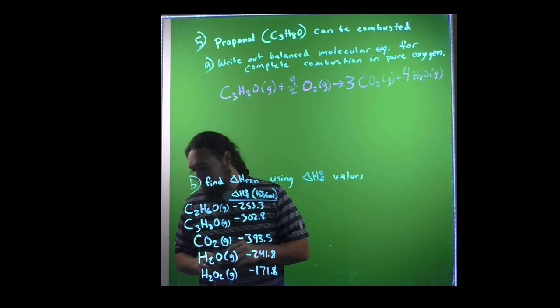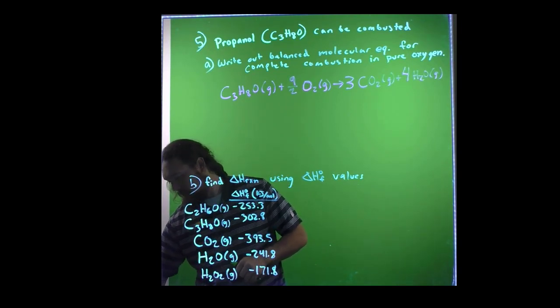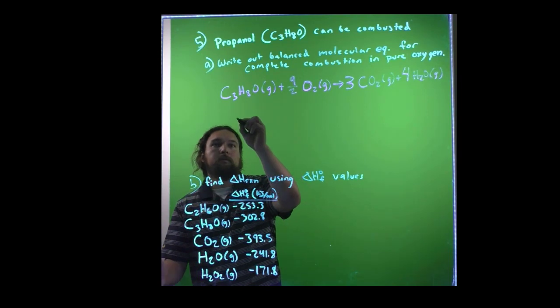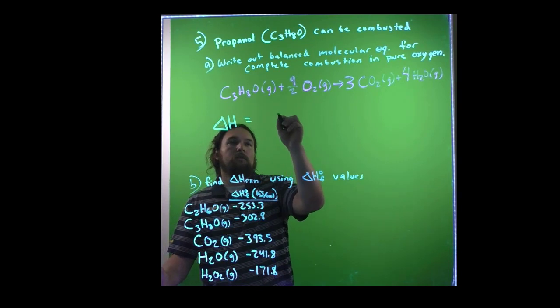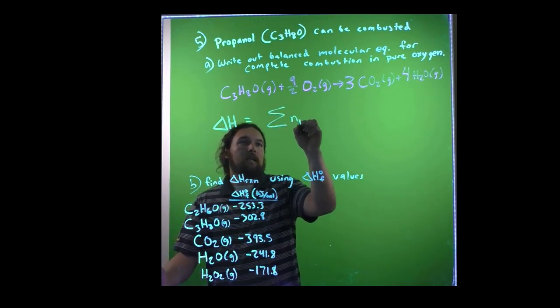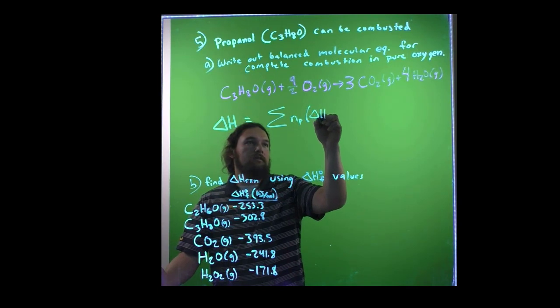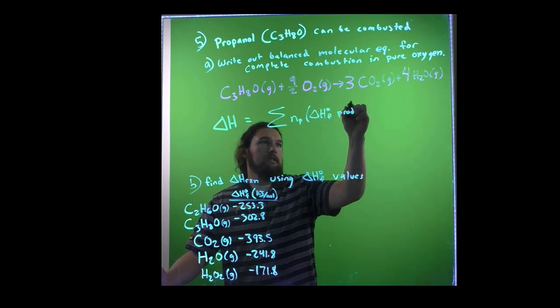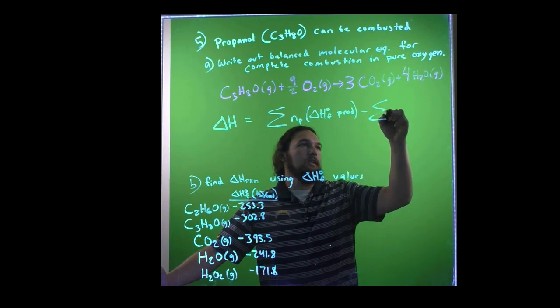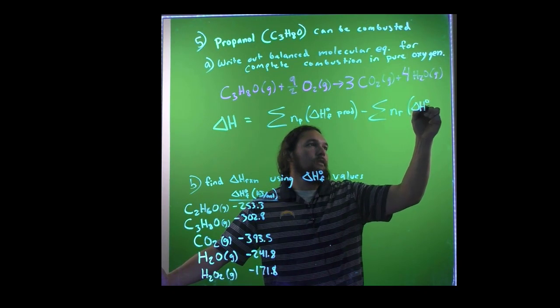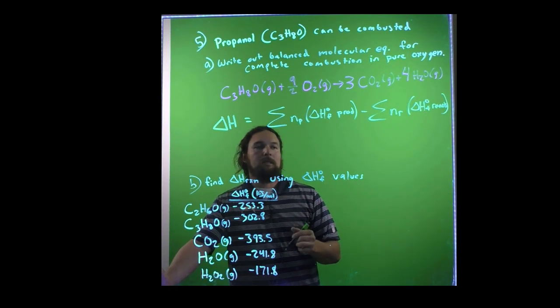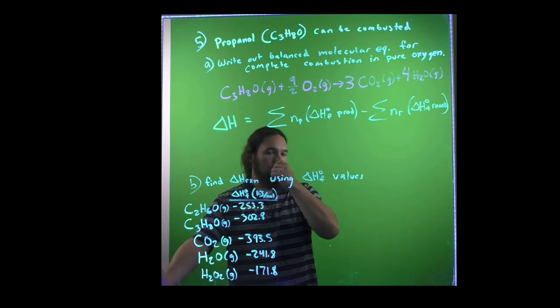The equation that we'll use for this problem is the equation where we take the summation: delta heat of reaction is equal to the summation of n_p times the delta heats of formation of the products minus the summation of n_r times the heats of formation of the reactants. Now, all this means is we add up all the products and we subtract out all the reactants.